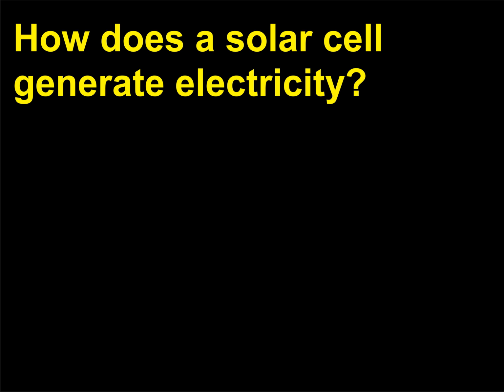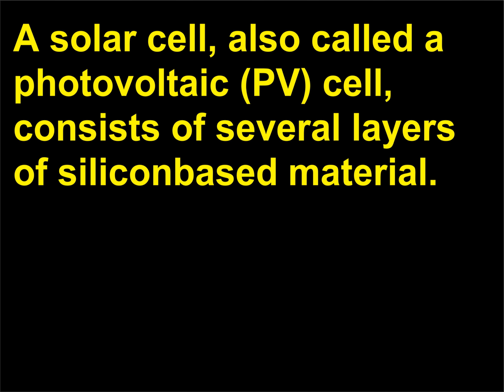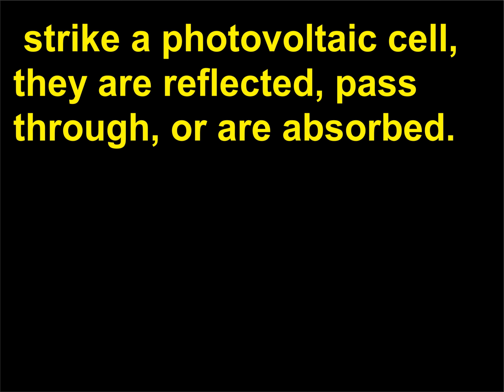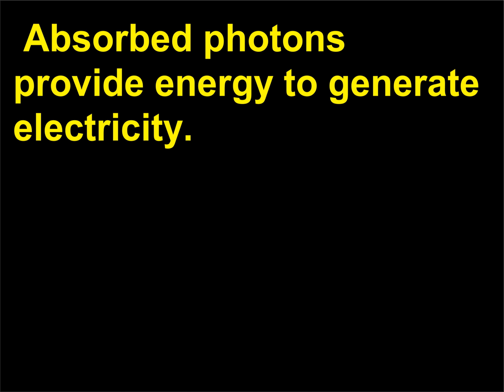How does a solar cell generate electricity? A solar cell, also called a photovoltaic (PV) cell, consists of several layers of silicon-based material. When photons, particles of solar energy from sunlight, strike a photovoltaic cell, they are reflected, pass through, or are absorbed. Absorbed photons provide energy to generate electricity.